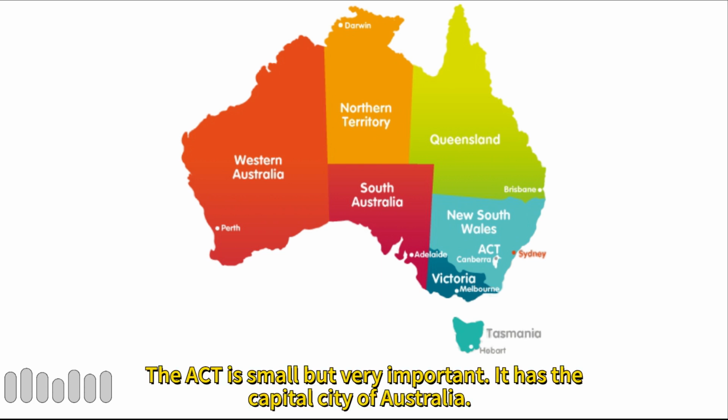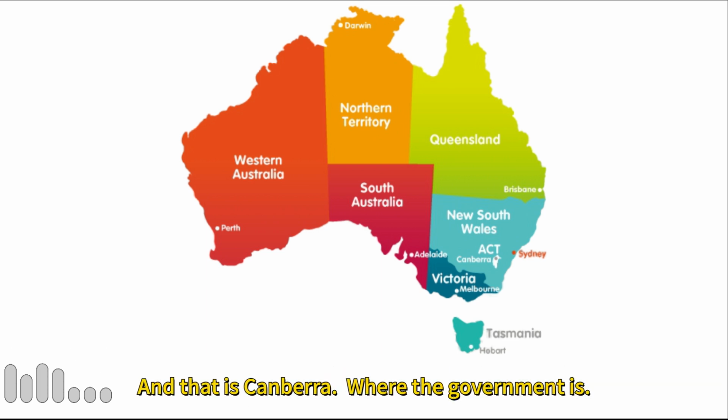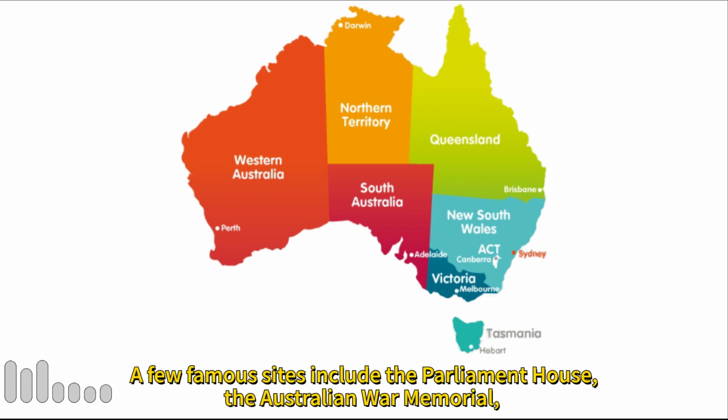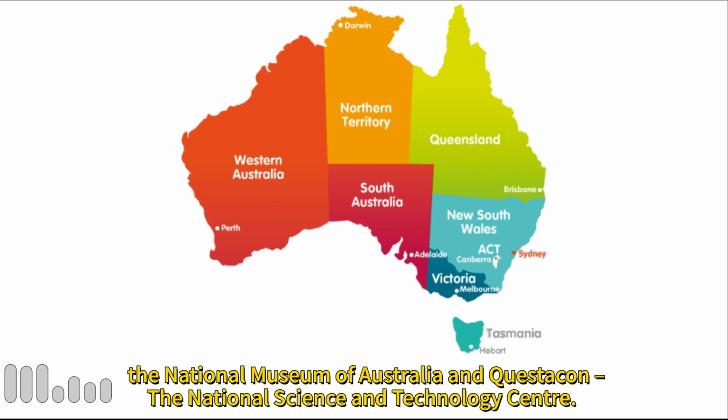Now, for our first territory, it is the Australian Capital Territory. The ACT is small but very important. It has the capital city of Australia. And that is Canberra, where the government is. A few famous sites include the Parliament House, the Australian War Memorial, the National Museum of Australia, and Questacon, the National Science and Technology Centre.